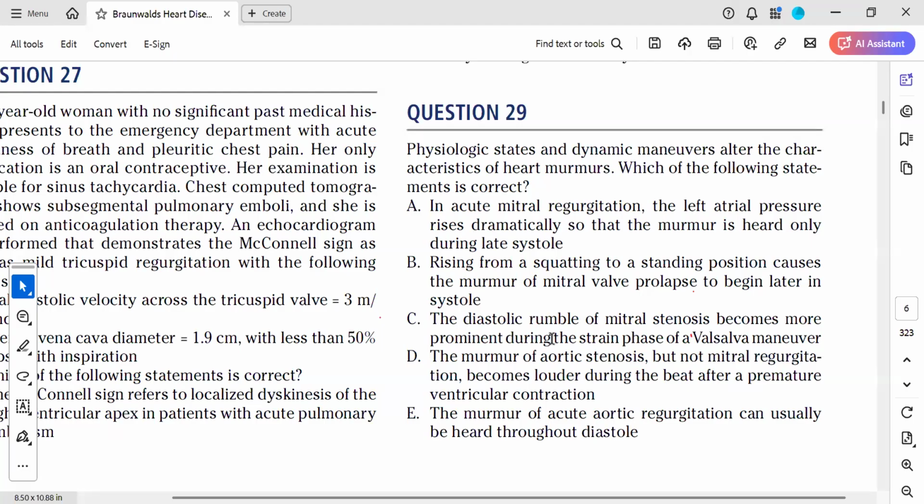I don't know if there's any clarification or addition on question 29.